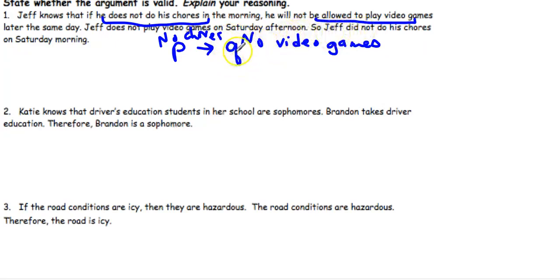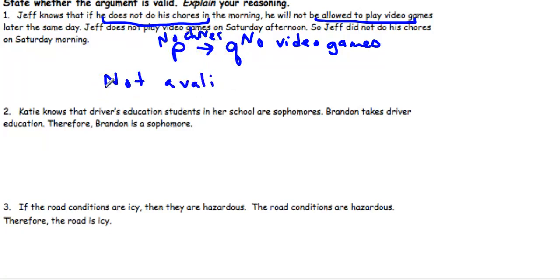But just because the conclusion is true doesn't mean that it's because of the hypothesis. So if you look over our rules, we have a rule that says if we're told the hypothesis is true, we can assume the conclusion. But just because we know the conclusion happened doesn't mean it has to be because of the hypothesis. So this is not a valid argument.